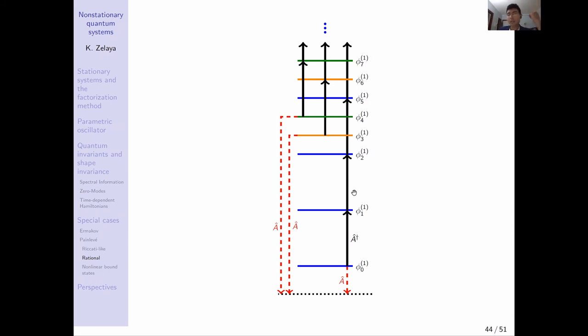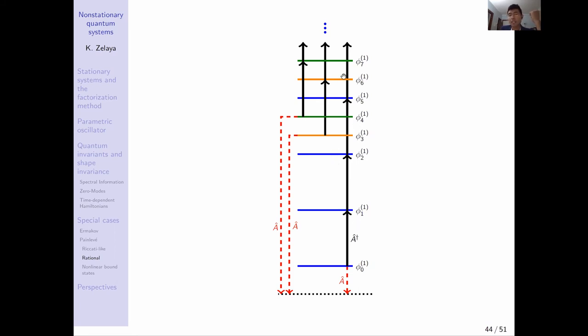Contrary to the previous case, here we have three infinite sequences of solutions. In the first place, we have this phi zero, which is the first sequence, and they are depicted by these blue lines. All of these solutions are connected by the ladder operator A dagger, and this is the one we get from the zero mode. The next zero mode is given by this orange line, which is phi three, and the next zero mode is phi four, which is the green line.